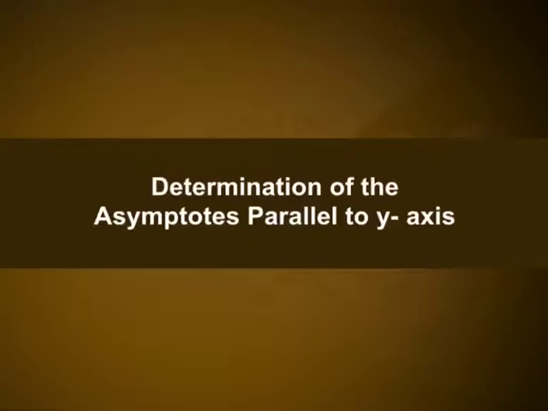Determination of the asymptotes parallel to y axis. Let x is equal to k be an asymptote of the curve, so that we have to determine k. Here, y alone tends to infinity as a point P(x, y) recedes to infinity along the curve. The distance PM of any point P(x, y) on the curve from the line x is equal to k is x minus k. Limit of x minus k is equal to 0 when y tends to infinity, or limit of x is equal to k when y tends to infinity, which gives k.